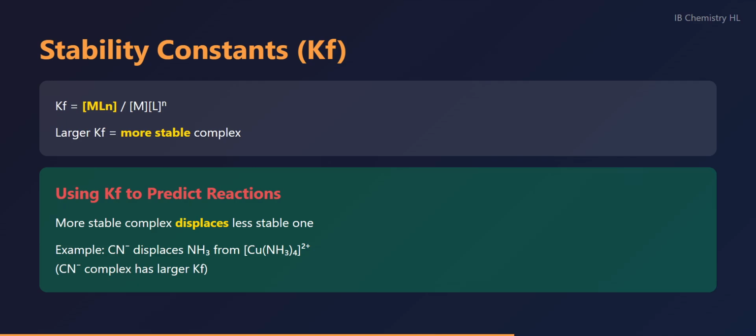The stability constant, or formation constant, measures how stable a complex ion is. For a general complex formation reaction, the stability constant Kf equals the concentration of the complex divided by the product of the metal ion and ligand concentrations. Larger values indicate more stable complexes. Stability constants can be used to predict whether displacement reactions will occur. A more stable complex will displace a less stable one. For example, the cyanide ion can displace ammonia from complex ions because the cyanide complex is more stable.